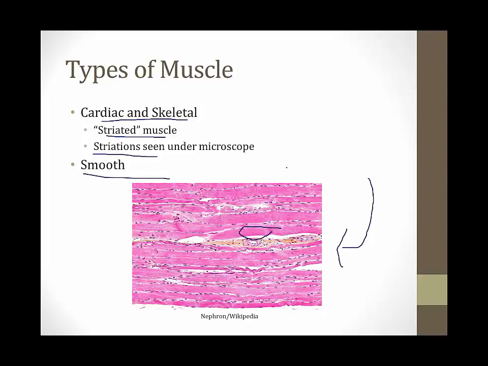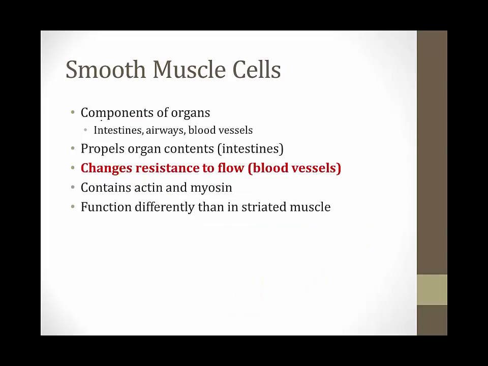Smooth muscle, which we're going to talk about in this video, is different. It does not demonstrate striations under the microscope, in addition to a number of other differences from cardiac and skeletal muscle that we'll talk about in this video. Smooth muscle cells are components of organs. Unlike skeletal muscle, you do not find them attached to the bones of the body. You can find smooth muscle cells in the intestines, in the airways, in blood vessels, and they have a number of roles that are usually under the control of the autonomic nervous system, things that you can't voluntarily control.